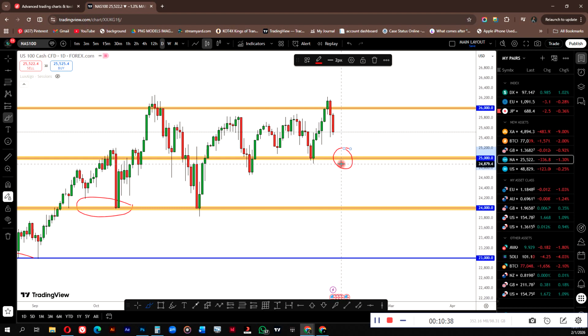Yes. If it breaks it, where does it go next? 24K. If it does not break it, it goes back to what? Back to 25. It has to do one of the two, is it not? Yes. Then why are you not winning as a trader?